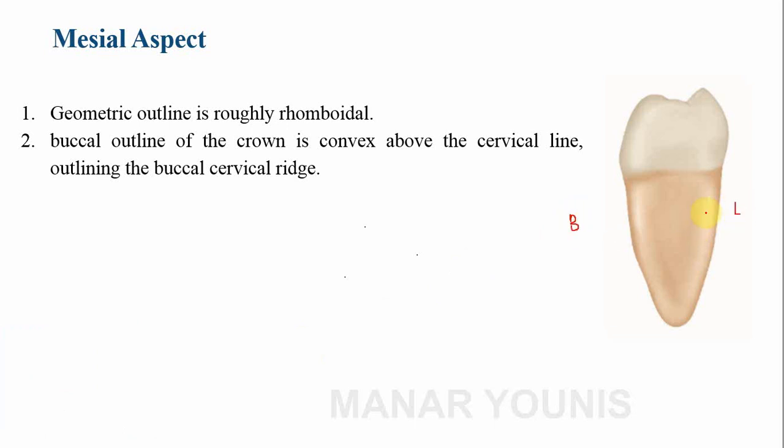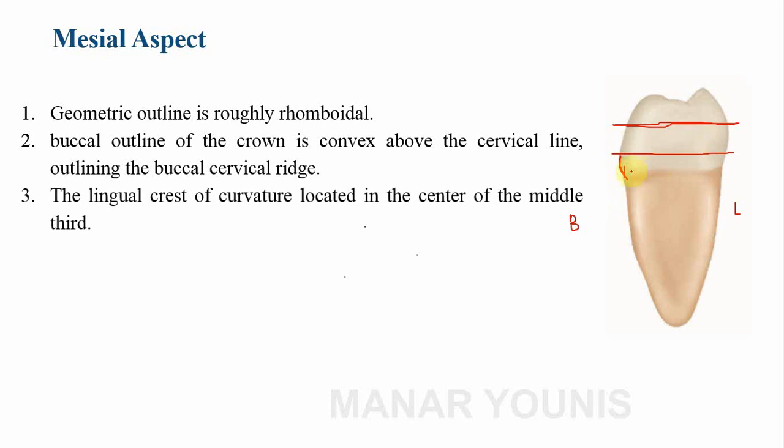How to differentiate between buccal and lingual? As was mentioned before, the buccal cusps are flat, while the lingual cusps are pointed. So this is the buccal and this is the lingual. The buccal outline is convex above the cervical line, outlining the buccal ridge. This is the buccal ridge. So the crest of contour of the buccal aspect is located just at the junction between the cervical and the middle thirds of the crown.